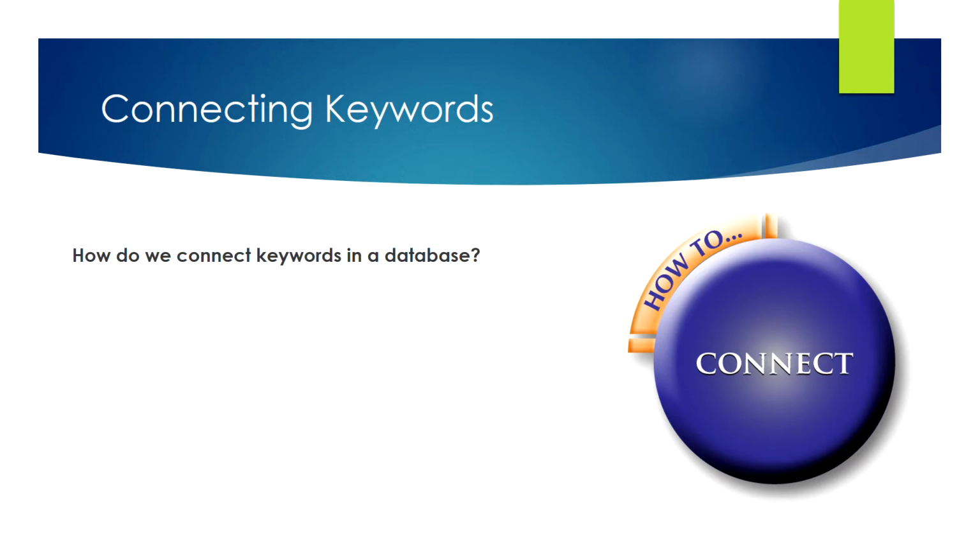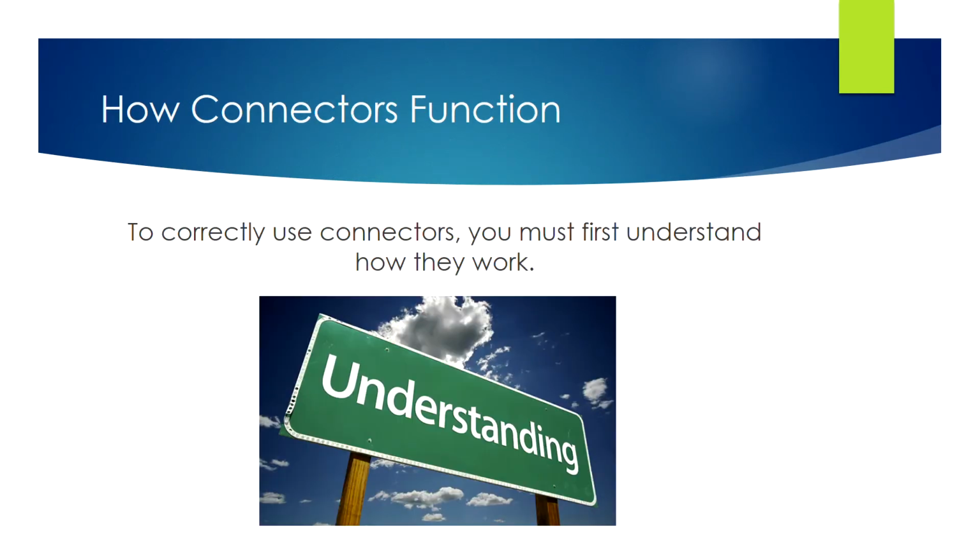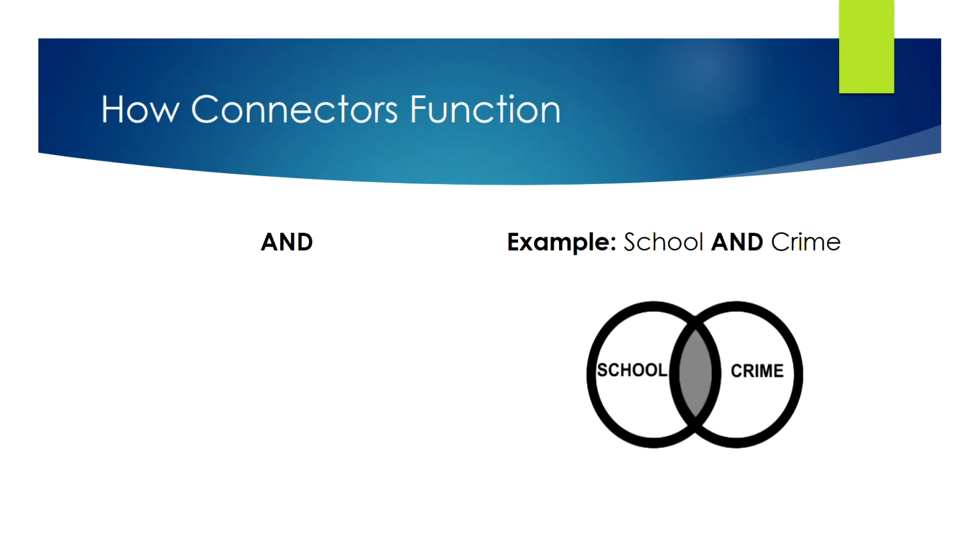To do this, rather than entering just a sentence in a line of the database in the search bar, we have to use the following words: and, or, and not. But to correctly use these connectors, you must first understand how they work. The first word is called and. And works exactly the opposite of how you would think it would. So think about it this way.